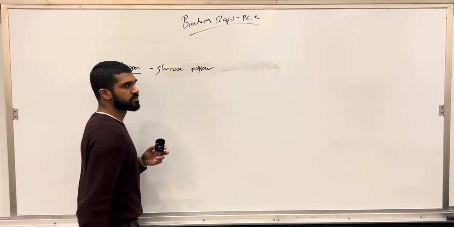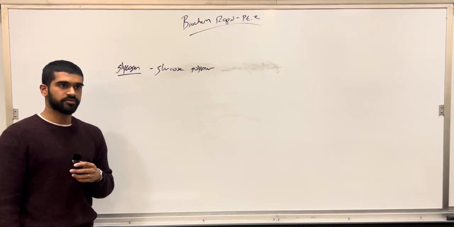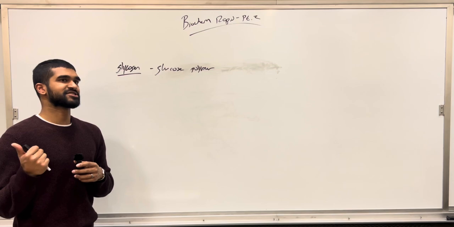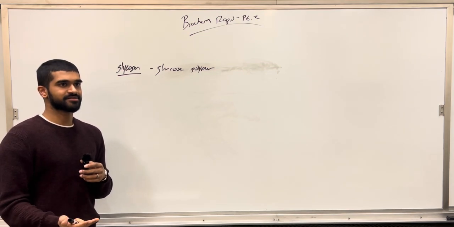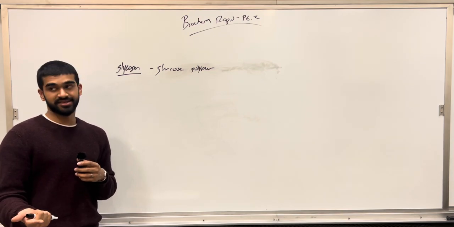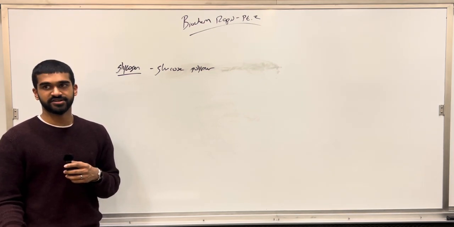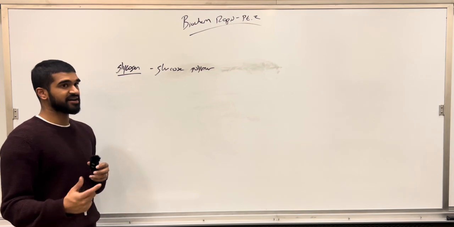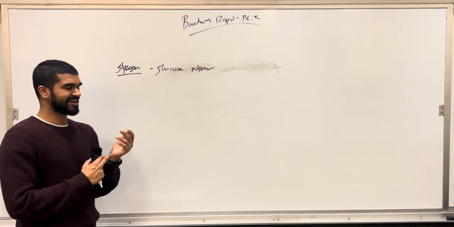Are all glucose polymers the same? No. There's glycogen, and there's starch, and there's cellulose, right? We can digest starch. We can't digest cellulose, right? We don't have the enzyme necessary to digest cellulose. And we can obviously digest glycogen, right?